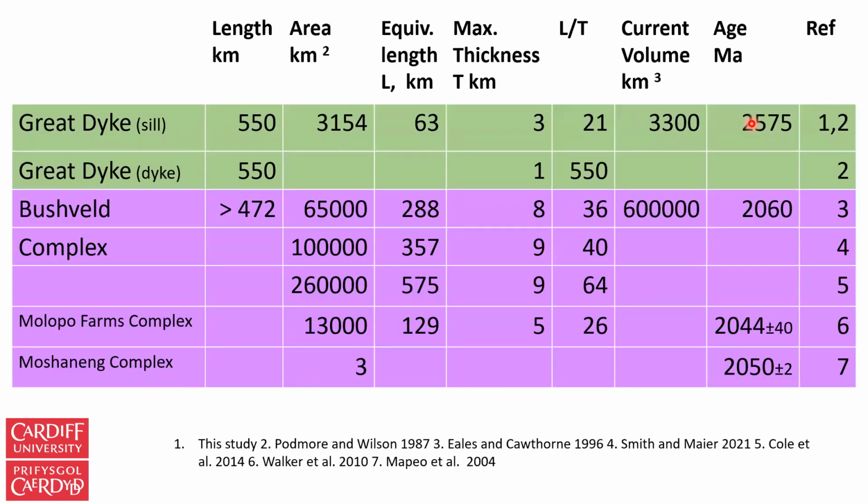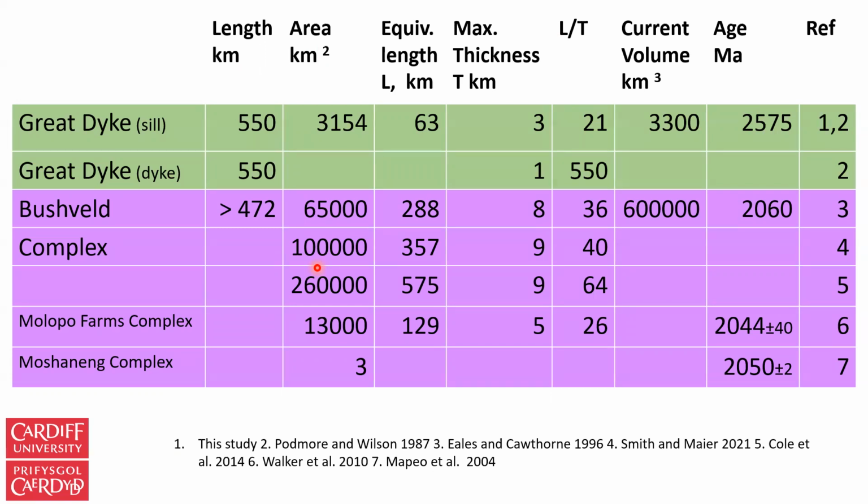And I want to just go through this rather complicated table here because this is the basis of a way of looking at how these intrusions have actually grown. So here we have the Great Dyke at the top and the Bushveld and the Mapeo Farms complex at the bottom in this table. We have some linear estimate of their length. It's not very important. What is important is this column with the area, because the key to comparing intrusions of very different shapes, like the Bushveld and the Great Dyke, is to convert that area into an equivalent length. And we do that by taking the diameter of a circle which has got the same area.